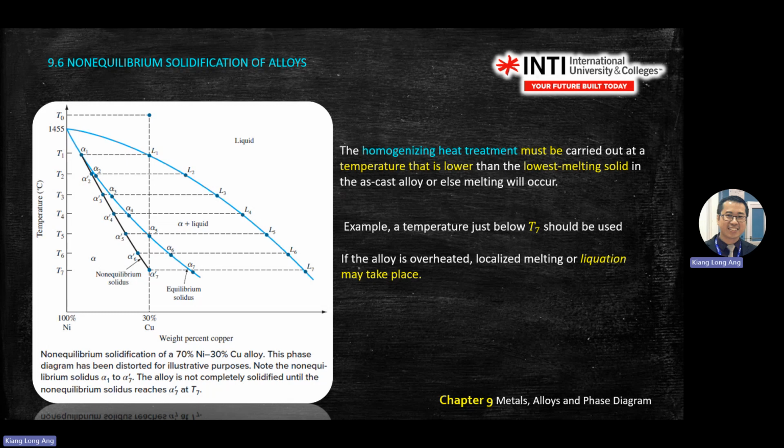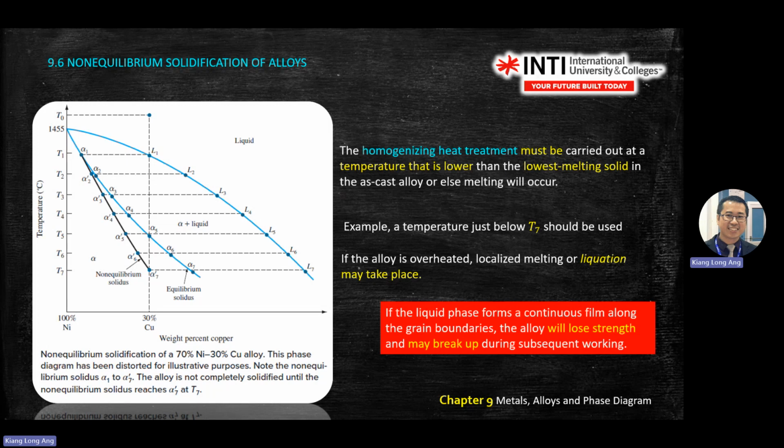If the alloy is overheated, localized melting or liquidation may take place. So the heat treatment is carried out at T7 here and not here. You see, it depends on what you want. So if you want to do the 30% rapid cooling process, you choose a temperature just below T7, because you want to eliminate the core structure. So you just go down a little bit here.